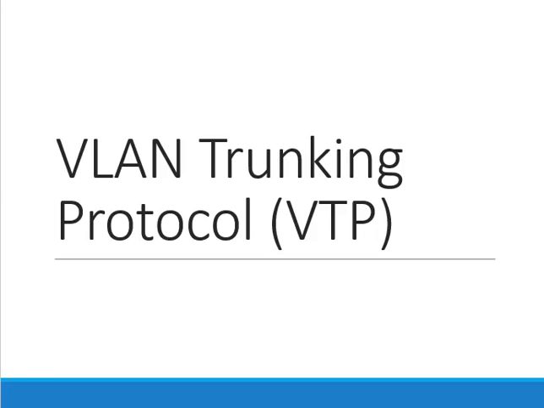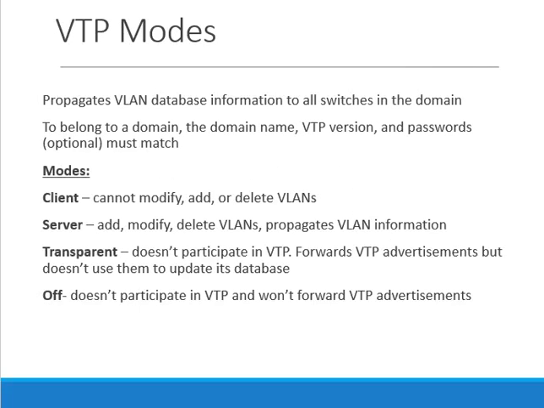Here we're going to look at VLAN Trunking Protocol, or VTP. The purpose of VTP is to propagate the VLAN database information to all the switches. So if you have multiple switches that need the same VLAN information, you can configure VTP on each of the switches. That way, whenever you add, delete, or modify a VLAN, you'll do it on the VTP server, which I'll talk about in a second. That will get propagated out to all the other switches that are in that VTP domain.